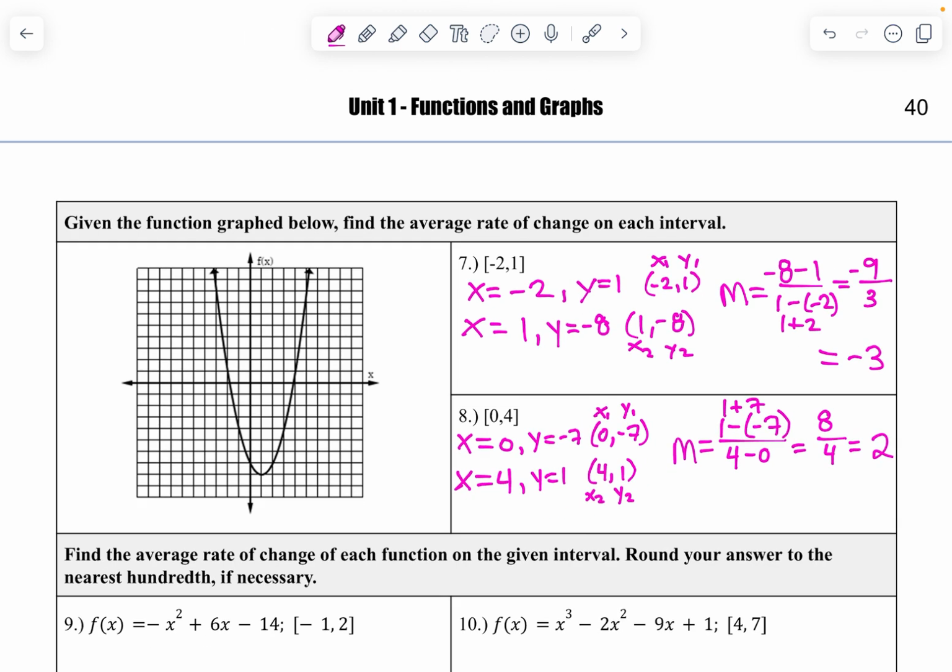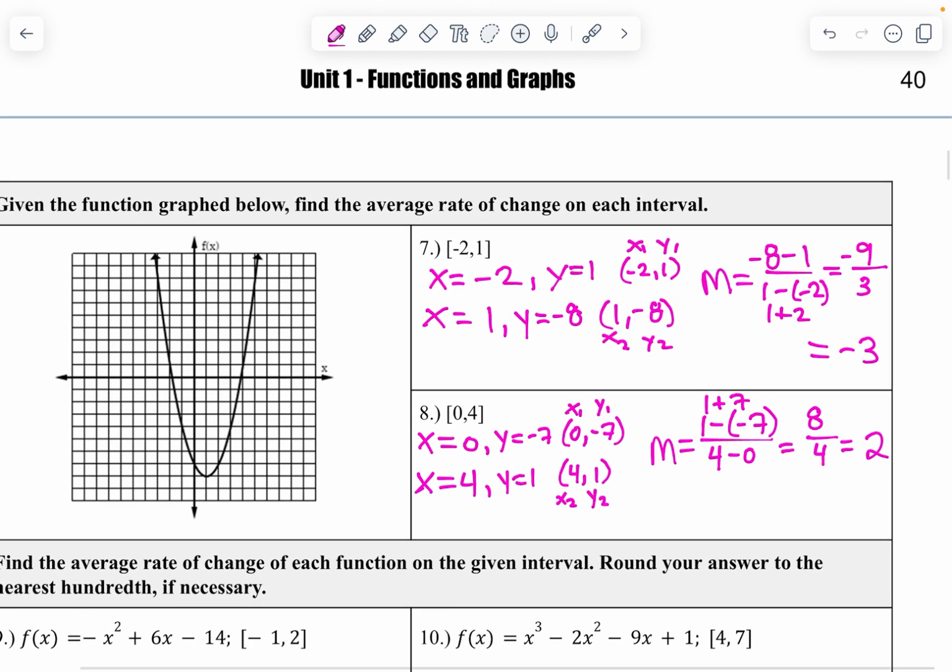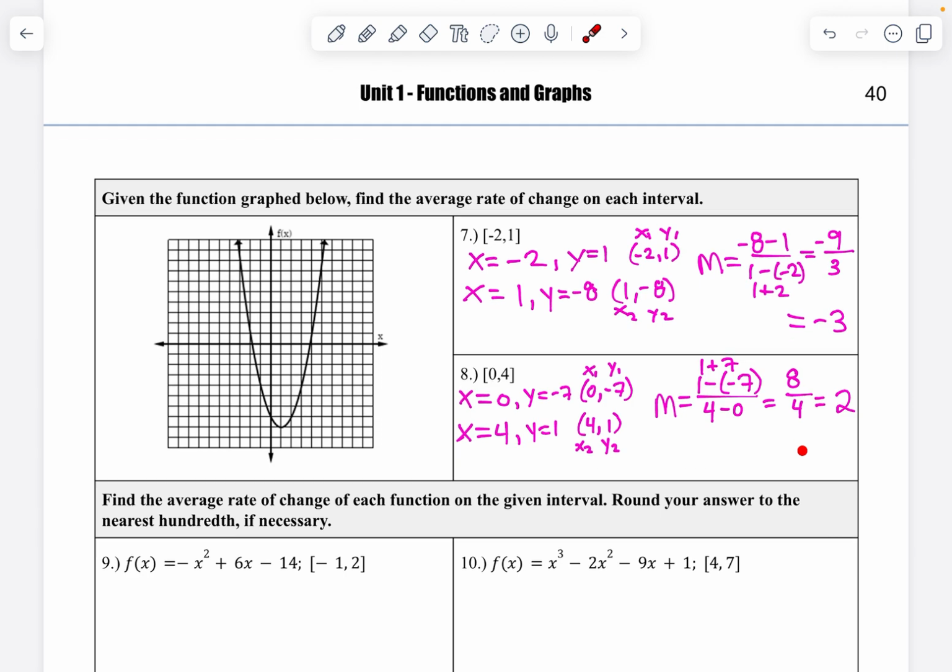So the first interval they gave us between negative 2 and 1 was on the decreasing section of the parabola. So we had that negative slope. And then they were asking between 0 and 4, and most of this is the increasing section. So we came out with an average rate of change of positive 2.